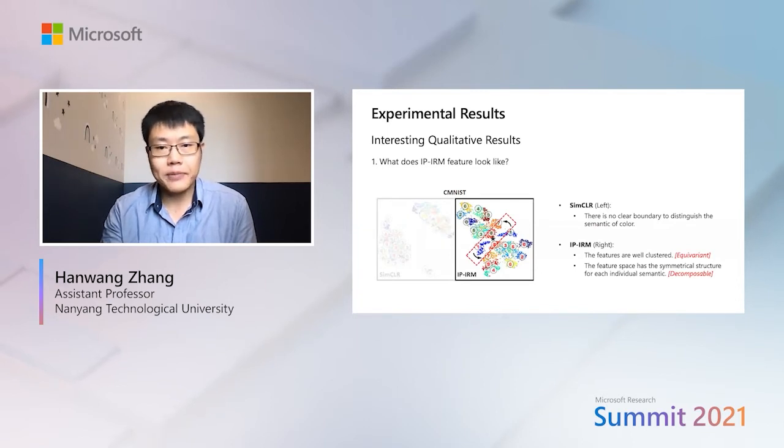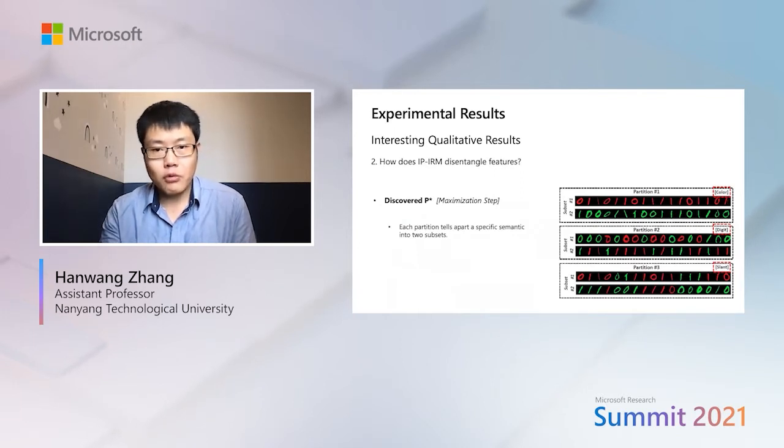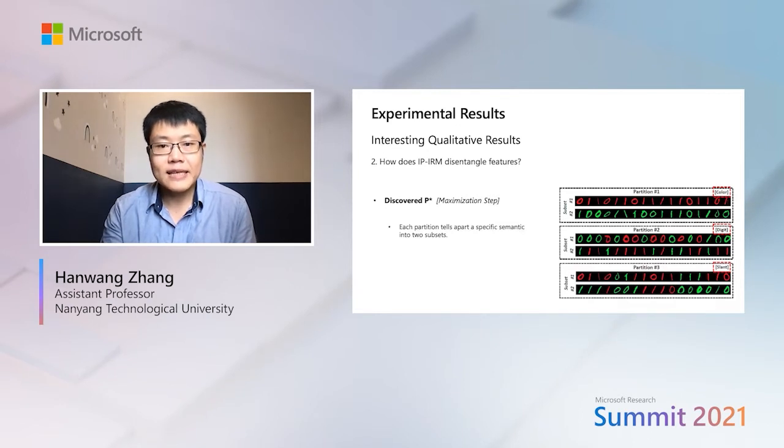For our iPerm, the features are well clustered. The feature space has a symmetric structure for each individual semantic, validating the decomposable property of iPerm representation. We also explore how iPerm disentangles features. This visualization corresponds to the maximization step. We can get the following conclusions.